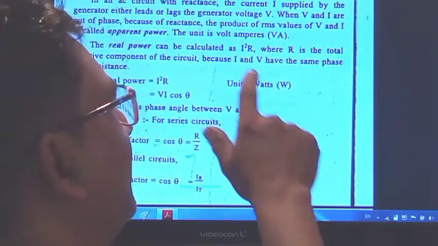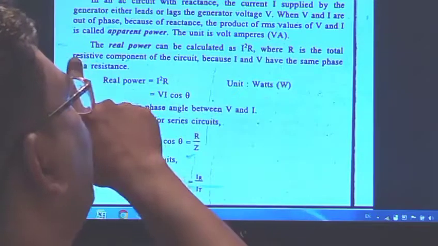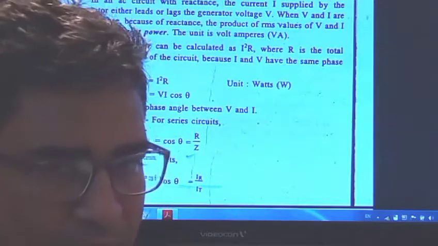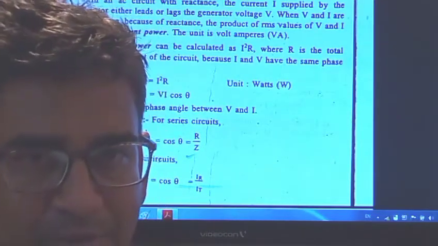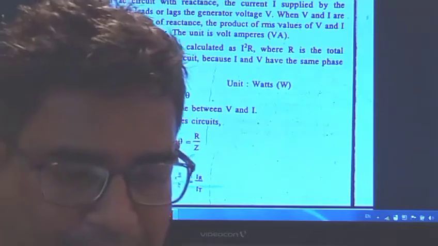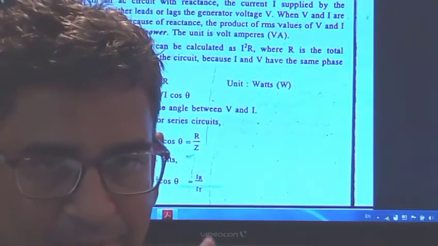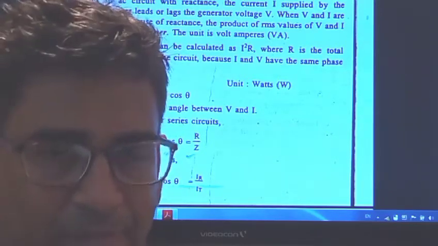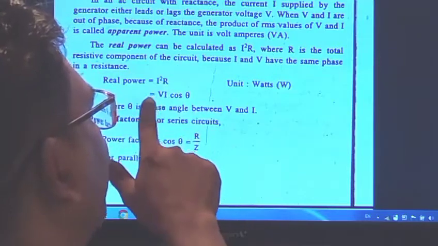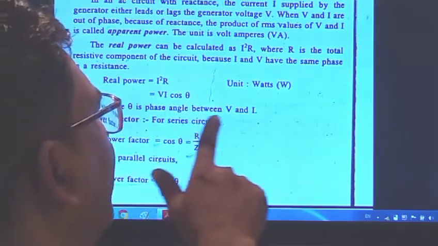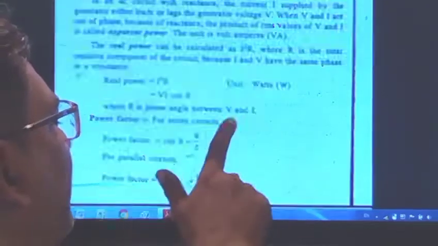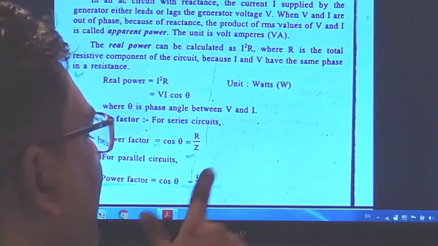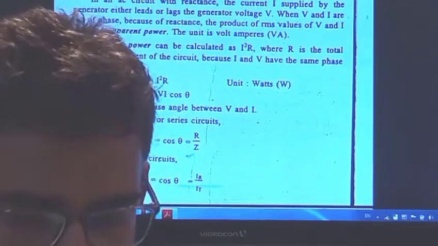The real power is calculated by I square into R, where R is the total resistive component of the circuit, and I and V are in the same phase in the resistance. Whenever power is considered, the unit will be the watt. The power P is equal to V into I cos theta. This is the real power, I square R, that is VI cos theta, where theta is the phase angle between voltage and current. The power factor cos theta is equal to R by Z. In a parallel circuit, the power factor is IR by IT, the resistive current by the total current.